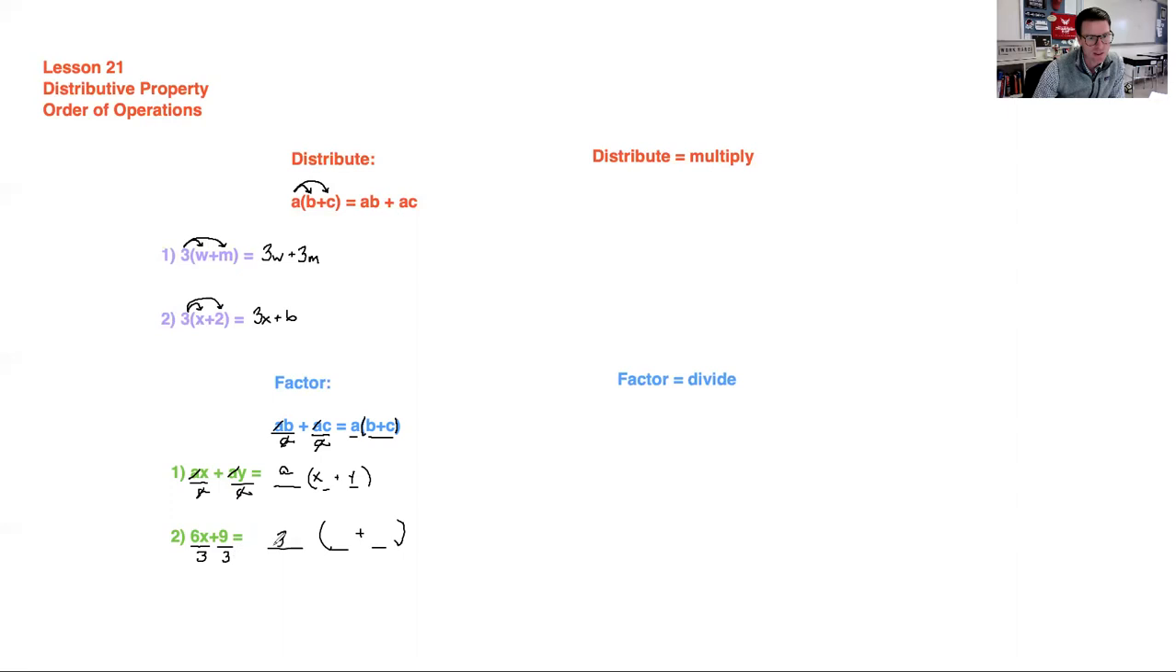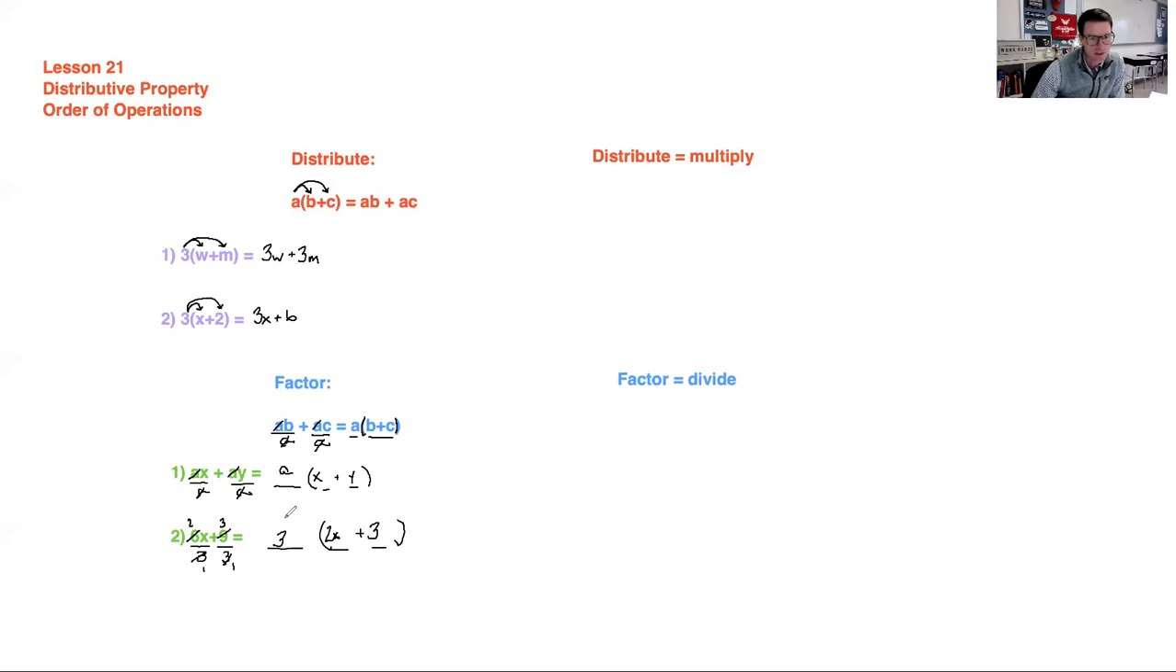So 3 is what gets kicked out. So what's 6x divided by 3? So 6 and 3 cancel to become 1 and 2. My x stays. 9 and 3 cancel to become 1 and 3. So I get 2x plus 3 left inside.